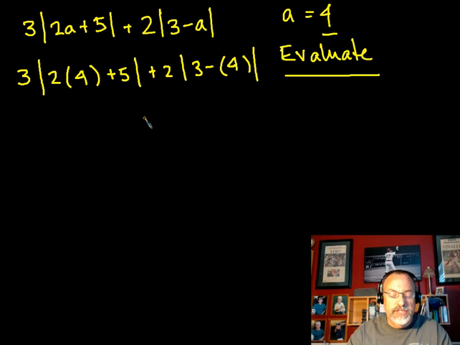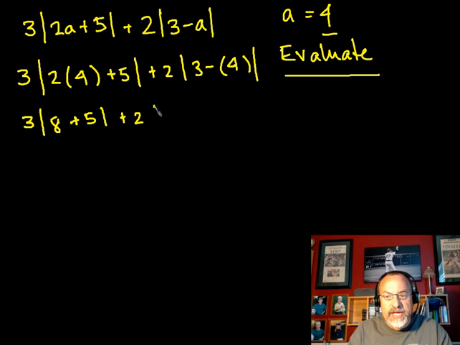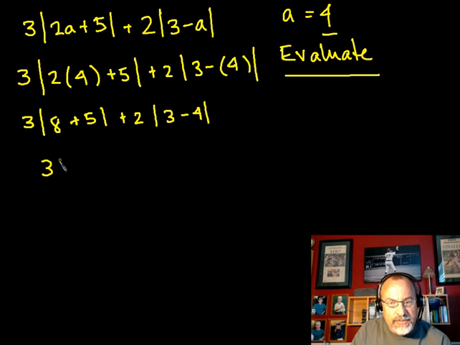We're going to do our parentheses, exponents, all that first. Okay? So we're going to simplify inside the absolute value first. Remember, we learned that in our last lesson. So we have 2 times 4 here, which is 8, plus 5, plus 2 times the absolute value of 3 minus 4. And then I want to simplify inside. So here I have 3 times the absolute value of 13 plus 2 times the absolute value of -1.